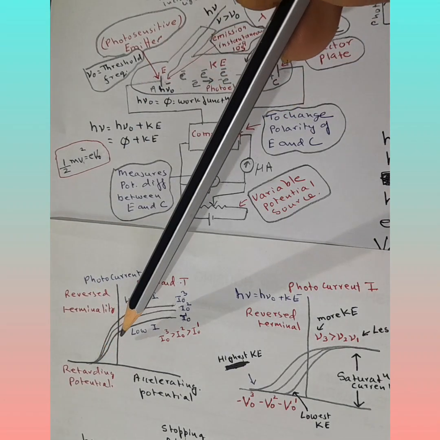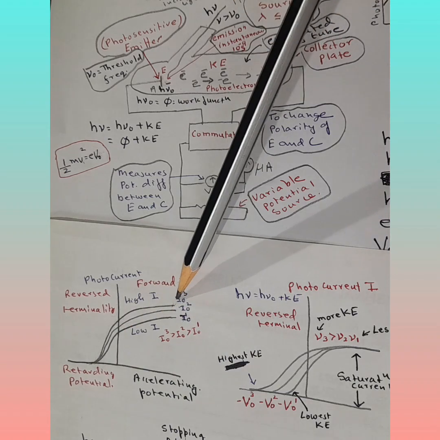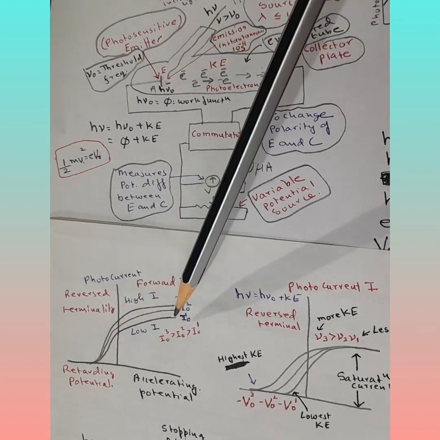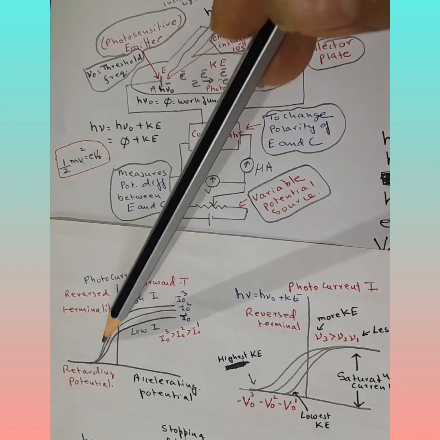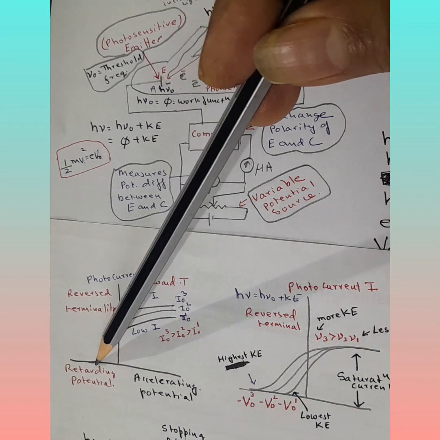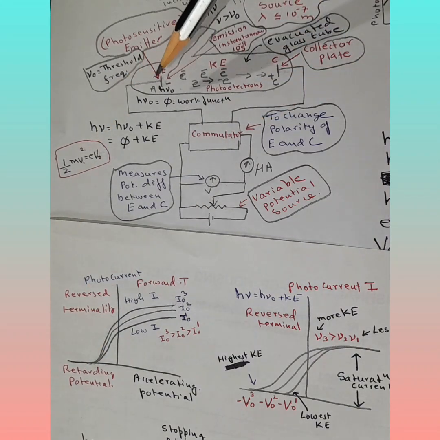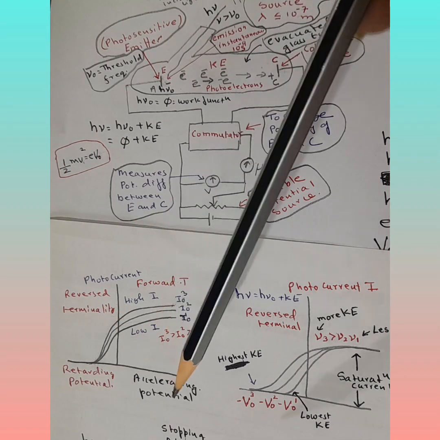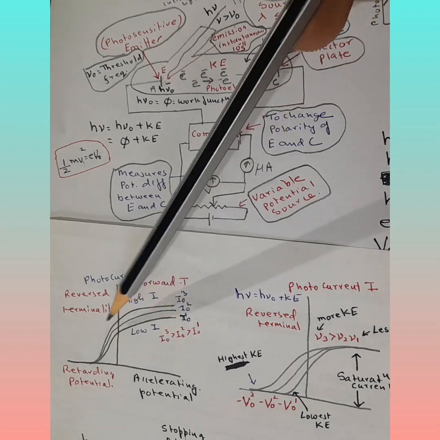Now the interesting thing is that no matter whatever the intensity, all those three experiments showed the same stopping potential. Mind you, this is for the same photosensitive emitter. It's not for different metals. But when we take different metals also, we'll find the same story.